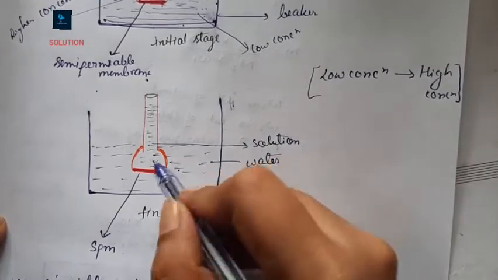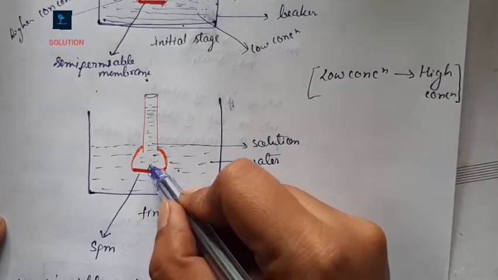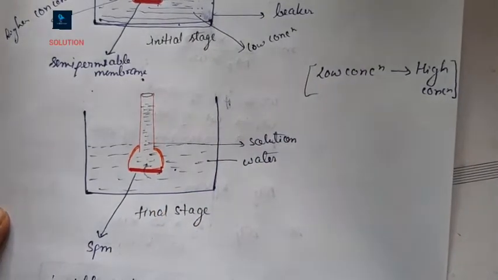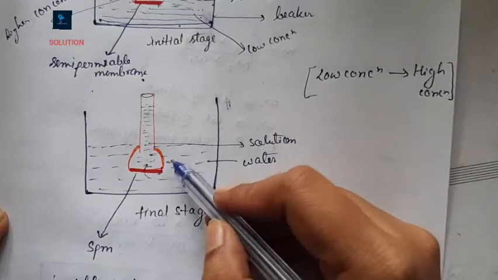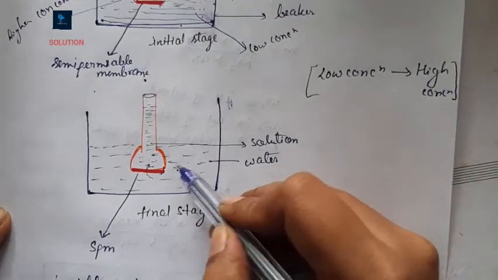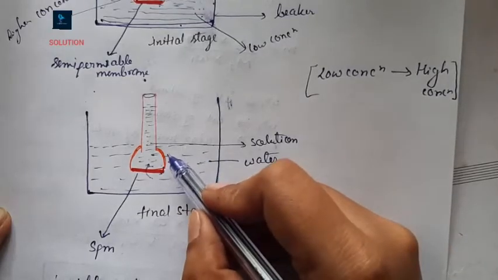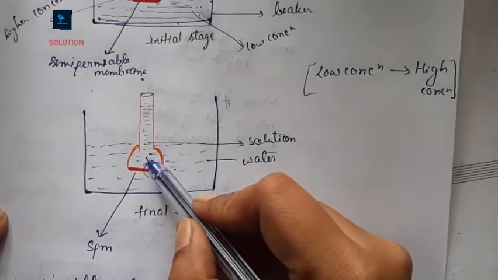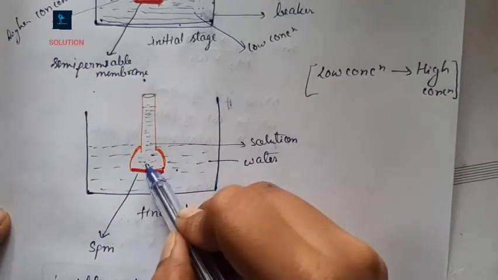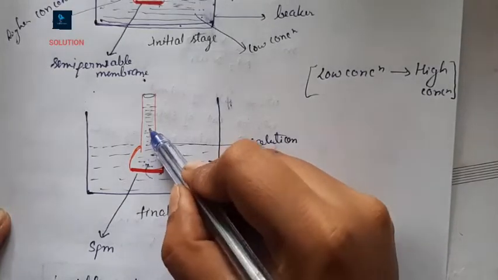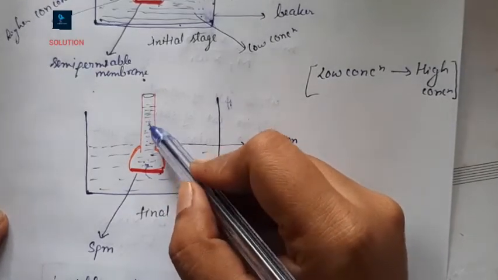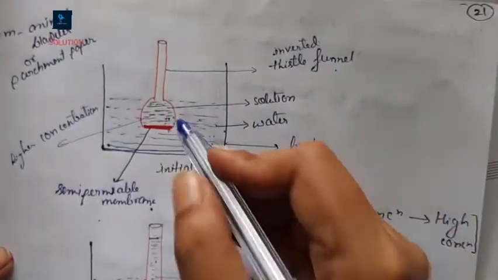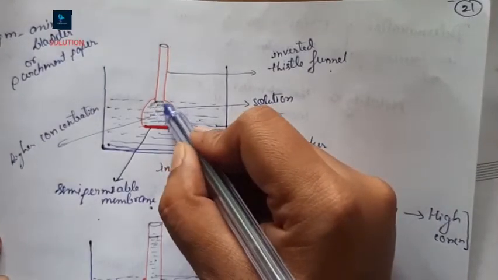Now the water starts entering the funnel through the semi-permeable membrane. This is also known as SPM. It continues till the concentration of both the solution and the water becomes equal, and the level of the liquid inside the funnel starts rising till the concentration inside and outside becomes equal. Here the level of this solution is here.